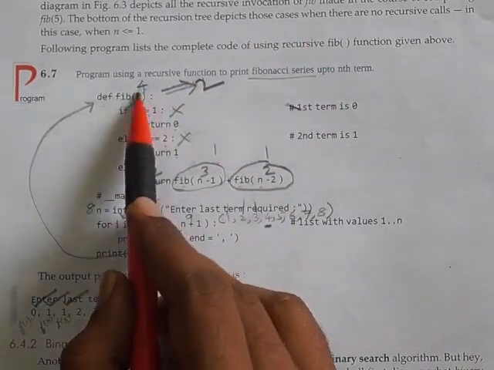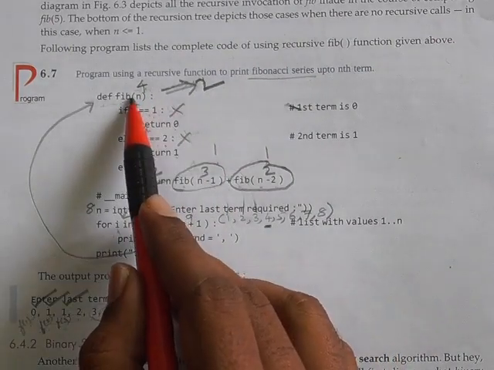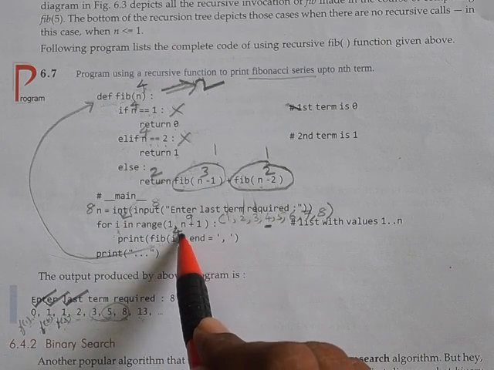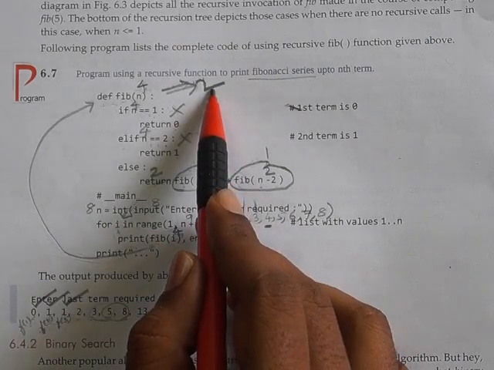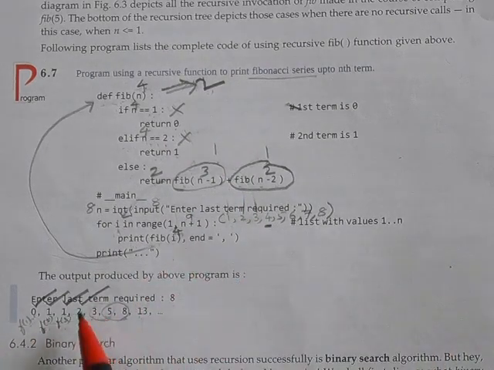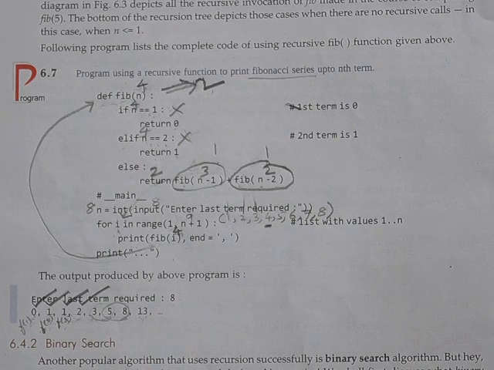What is the value of fib(4)? It is 2. Where it came from, it will go back to the same place. So it will print 2. Like that, each time it will execute again and again. That's all. Very simple.